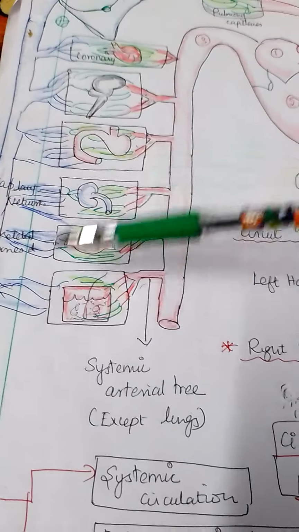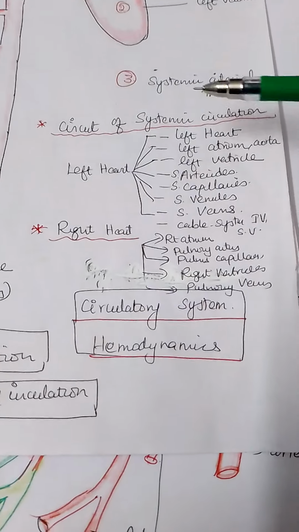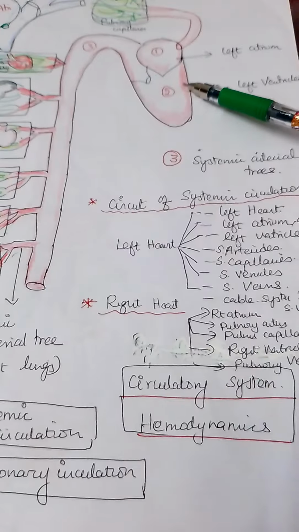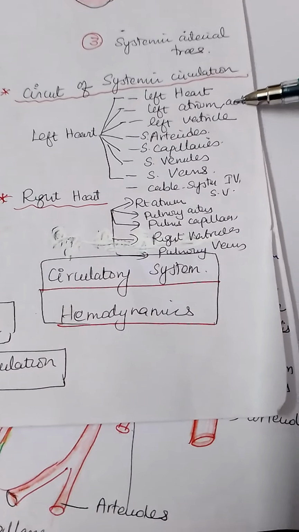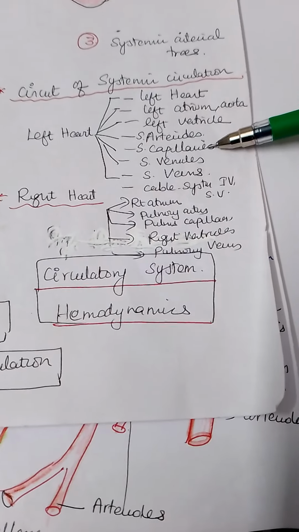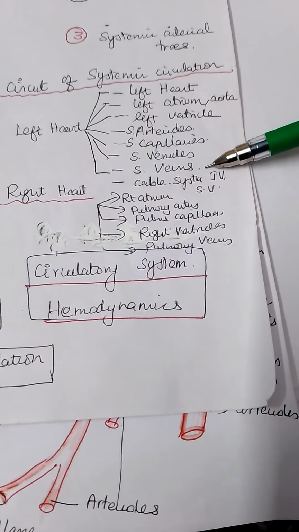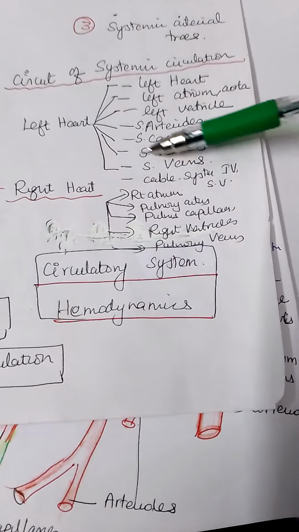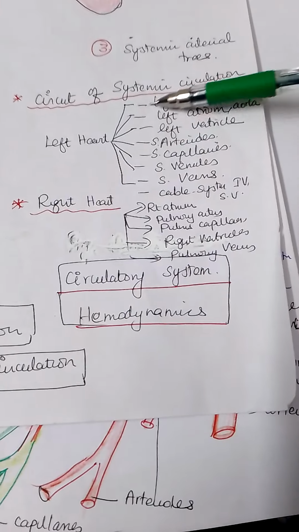If you see, this all looks like a circuit. If you see the systemic arterial tree, or the circuit of systemic circulation, it is the left heart, right? So left atrium, aorta, left ventricle, then arterioles, systemic capillaries, systemic venules, systemic veins, and the caval system of inferior vena cava and superior vena cava. This is called the circuit of systemic circulation. Understand? This is in the left side of the heart.